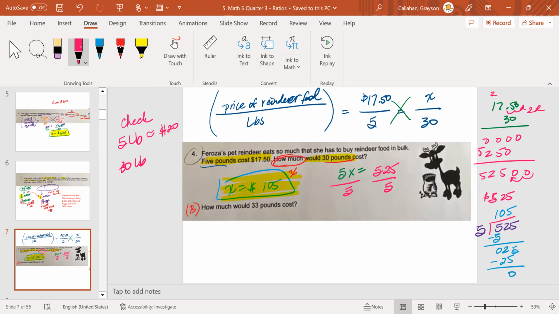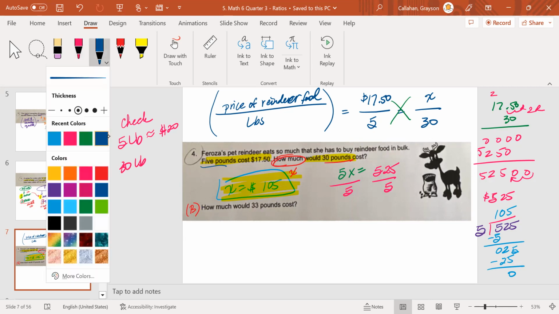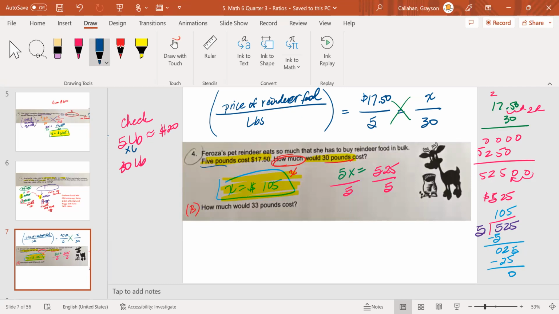How much more is that? Is it twice as much, 3 times as much, 4 times as much from 5 to 30? 5 times 5 is 25. 5 times 6 is 30, right? So let's do 30 right here on the left side. So then if I multiply this by 6, what's 20 times 6? 20 times 6 is 120, right?